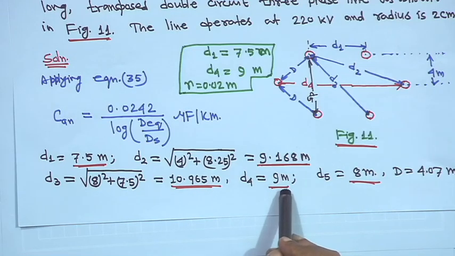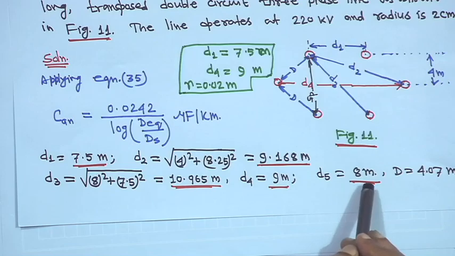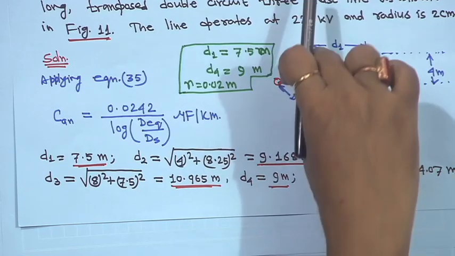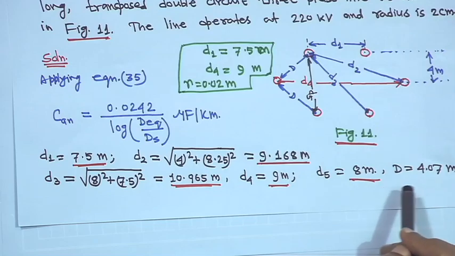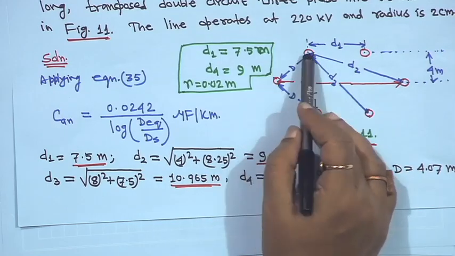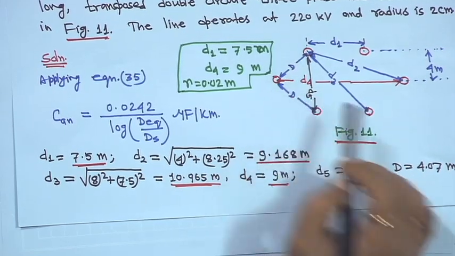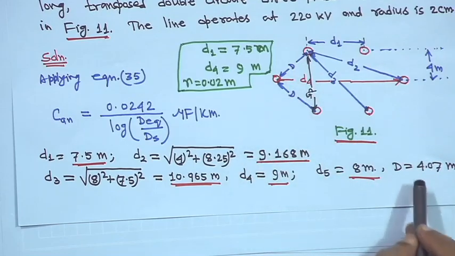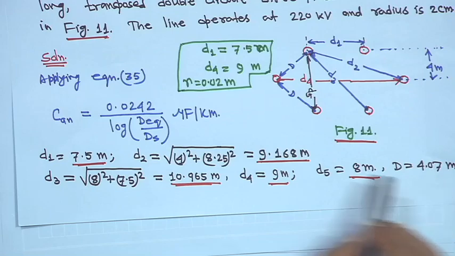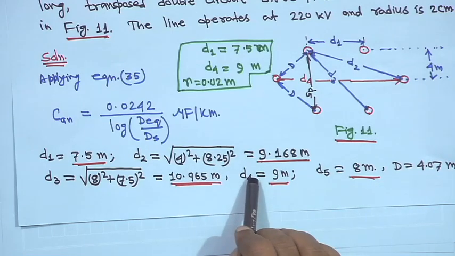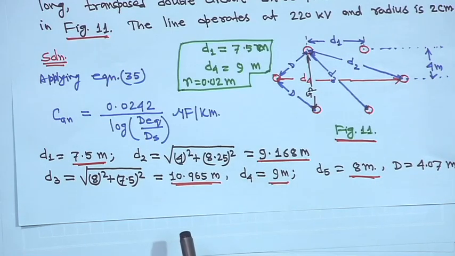d4 is given 9 meter, d5 will be 8 meter, because this is the vertical height. So, here it is 4 plus 4, 8 meter, and similarly calculate d, these two d are both the same. When you calculate this d, it will be 4.07 meter, right. So, first you compute all these distances, right.